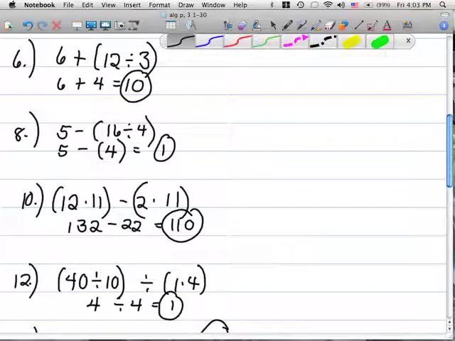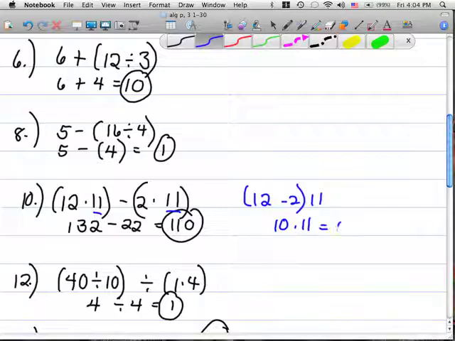Make a note here on this, that there is another way we could have done this problem. If you remember the distributive property, I can see the 11 is used twice. So I could take what it was used with, 12 minus 2, put it in parentheses, and multiply it by the 11. So I get 10 times 11, which is 110. That is another way of doing it.